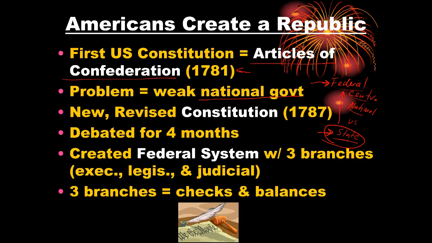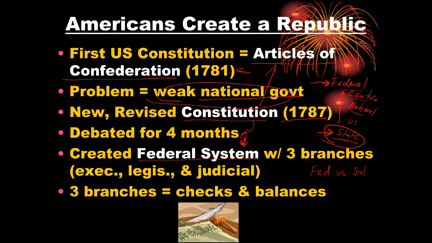Ultimately, in 1787, when people realized this was a huge problem, they had the Constitutional Convention, which was designed to rewrite the Articles of Confederation, but people realized it was such a failure that they decided to rewrite it. It took 4 months, and what they ended up producing was the Constitution. And the Constitution would solve this problem of having a weak national government by creating a federal system, where there's a balance of power between the federal government and the state government.